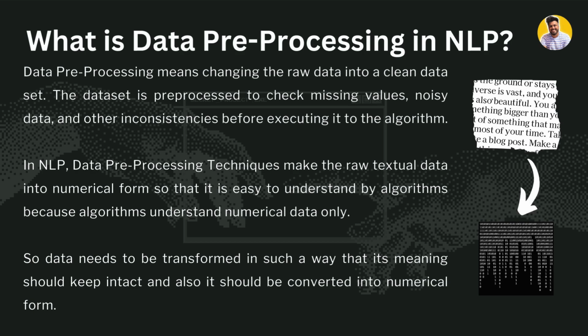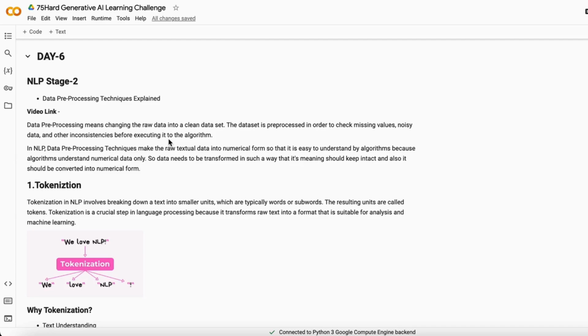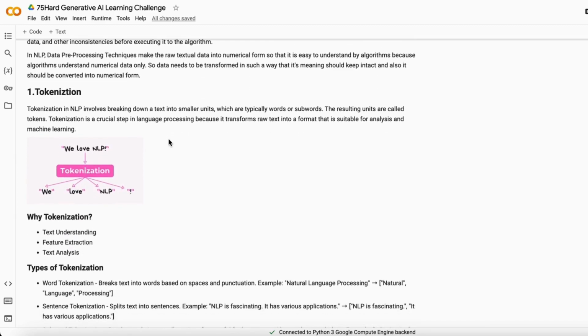Okay. So now let's talk about the top 7 data preprocessing techniques that are used in NLP along with their Python implementations. Let's get started. Our first data preprocessing technique is tokenization. Tokenization in NLP means you have a text and you break that text down into smaller units, which are words or subwords, and the resulting units are called tokens. It is the first step, so if you are doing any kind of NLP task, your first step is tokenization. Without tokenization you can't understand the meaning of the text, because it helps us to understand the text better and to extract features and meaningful information for our text analysis as well.